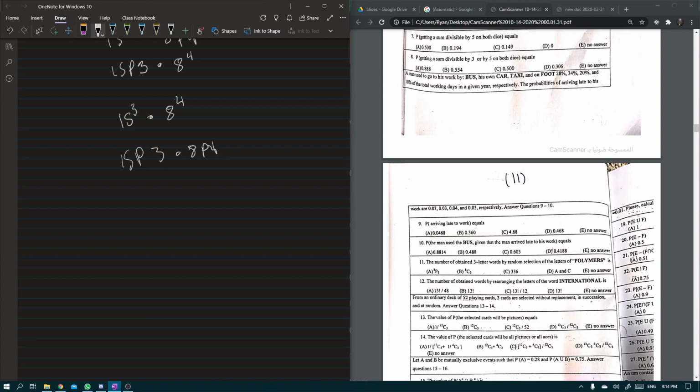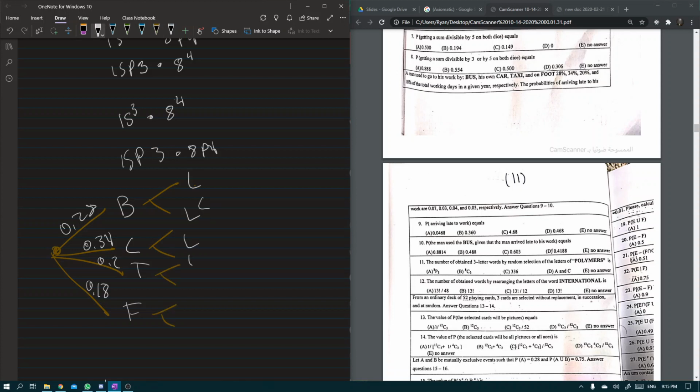Okay, so a man used to go to work by bus, car, taxi, foot. So bus, car, taxi, foot. And this is 0.28, 0.34, 0.2, 0.18. Then what's the probability of arriving late? So late complement.